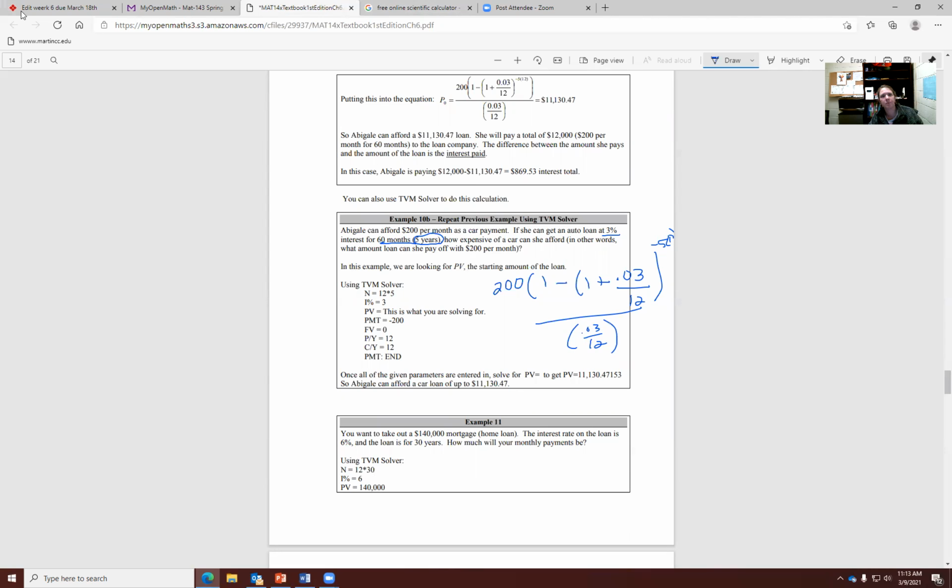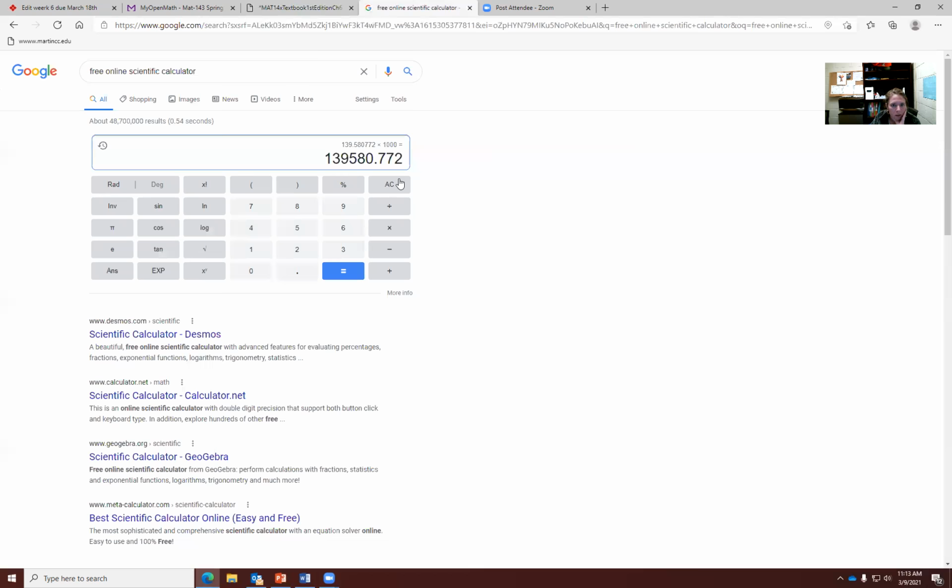All right, so clear this out. We're going to do 0.03 divided by 12. Add the 1 to it. And we're going to raise that up to -60, because that's -5 times 12. Oops. Okay, we get that amount. And now we do need to do that 1 minus this. So I'm going to write this number down, and I will do a lot of decimal places: 0.860869005. We're going to do 1 minus that.